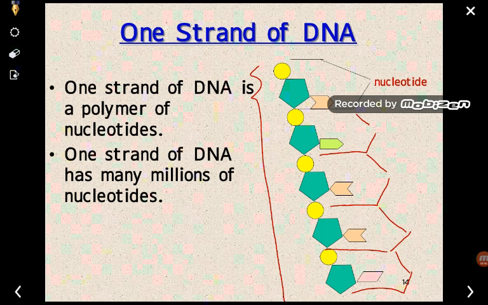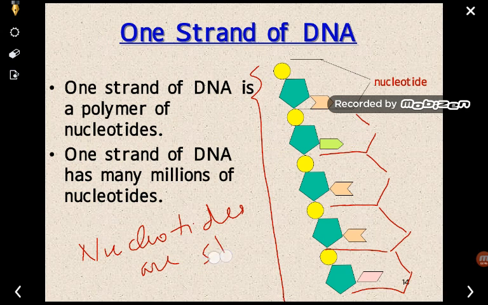And the nucleotides, you know, they are the structural unit of nucleic acids.